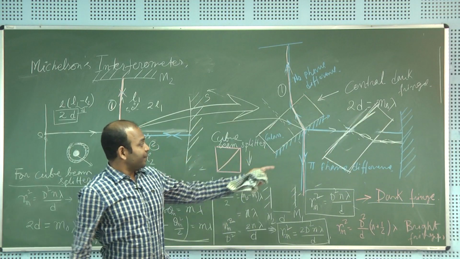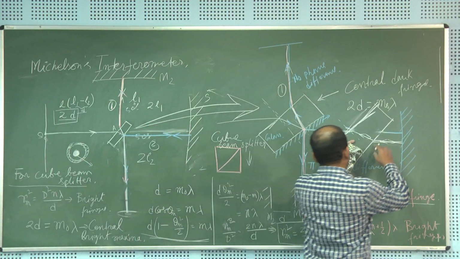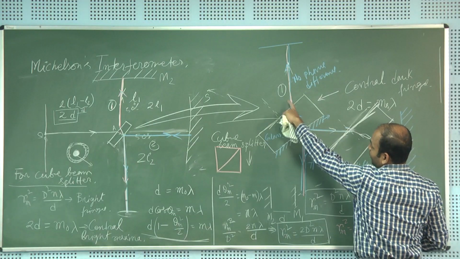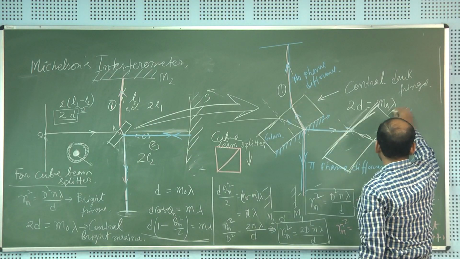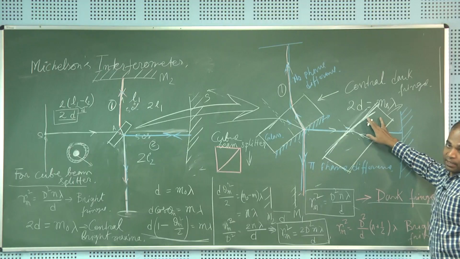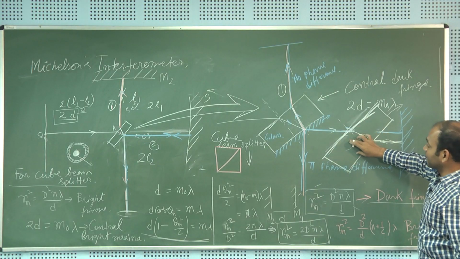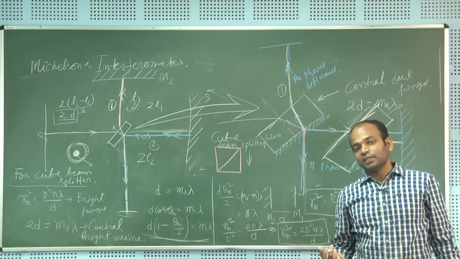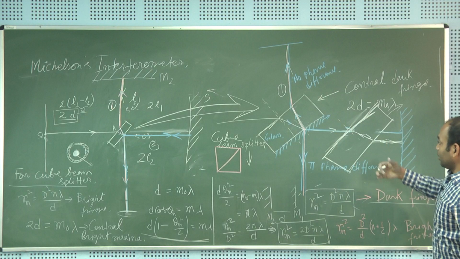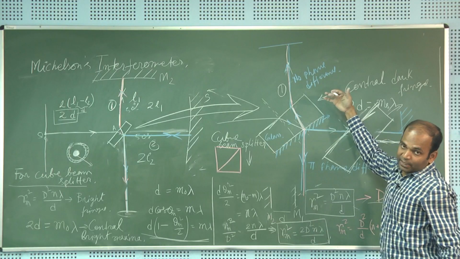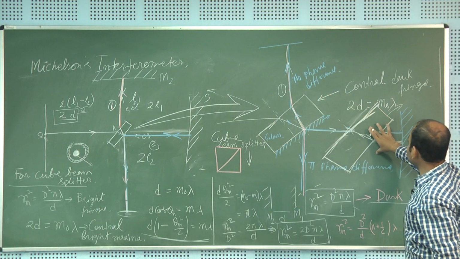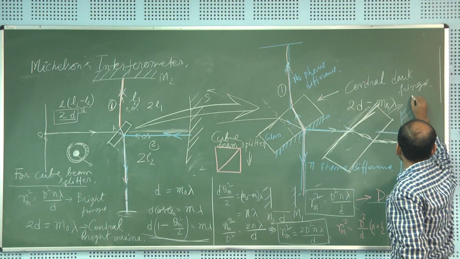So this way we can compensate the extra path that is introduced for path 1, and this is important. Otherwise, if we do not put this, and we make this very thick, then your fringe pattern may not be that sharp, or the visibility may not be that good. So in order to compensate, we basically add this, and we call it a compensator.